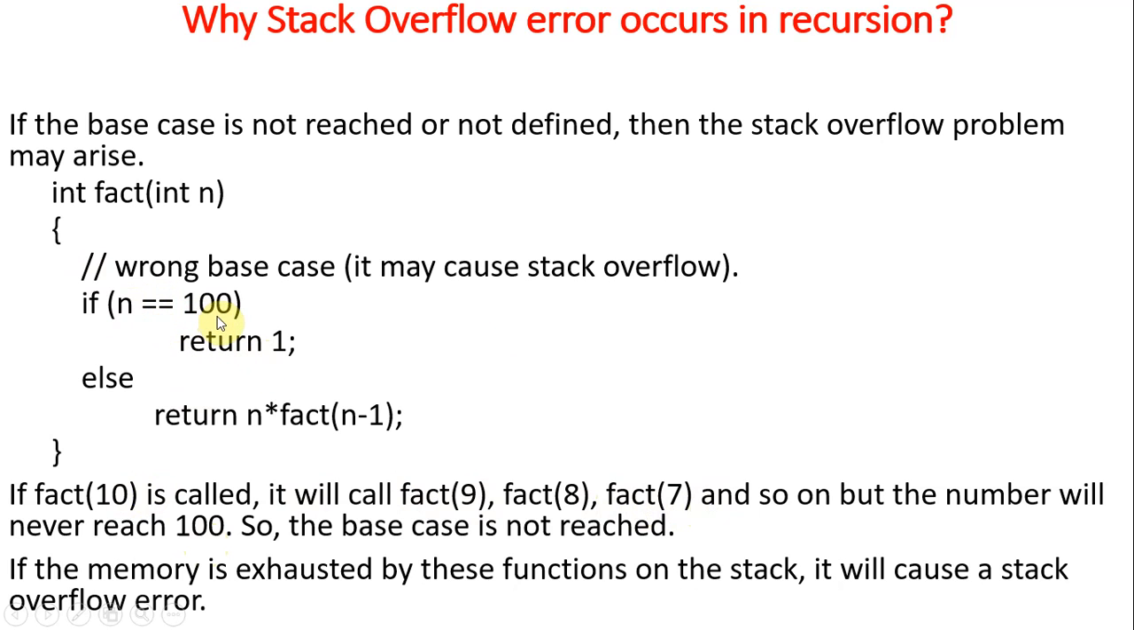But if you specify 100 here, what is happening? We cannot reach 100 at any time, so the base case is not reached. You are always calling the same function, and recursion keeps happening. Since the base case never becomes true, it will perform the recursion again and again, allocating memory and printing data. The memory is exhausted by those functions on the stack. We will explain how these recursion values are stored. It will cause a stack overflow error.